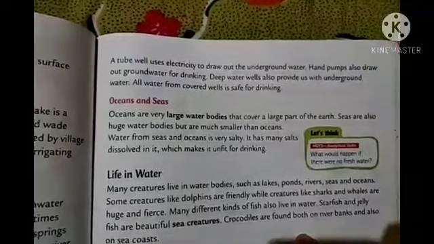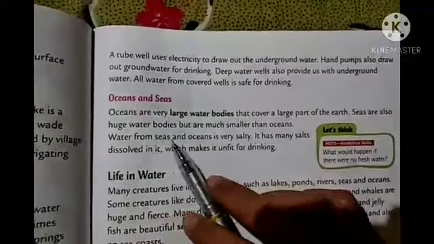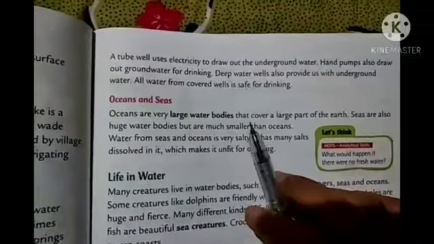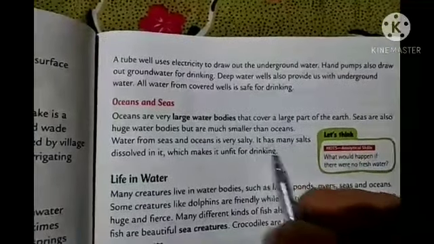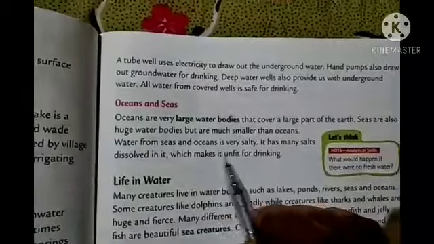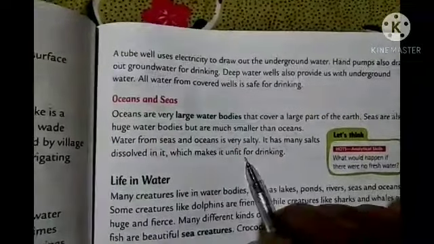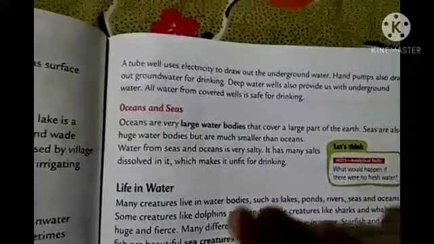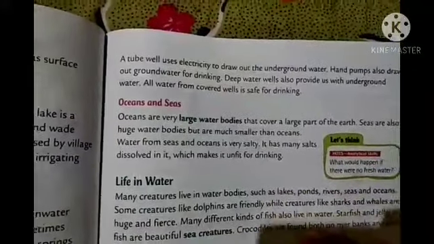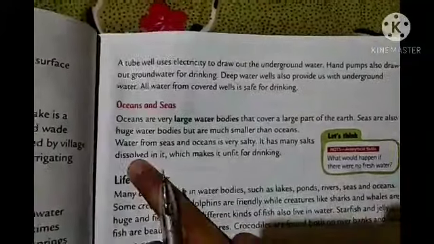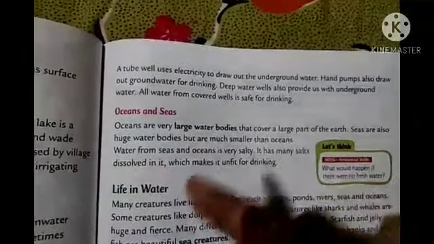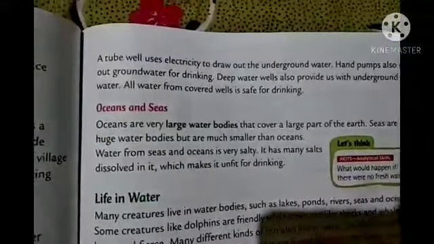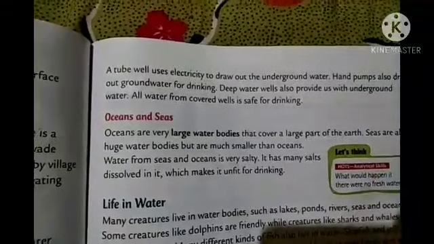Water from seas and oceans is very salty, so it cannot be used directly. It has many salts dissolved in it, which makes it unfit for drinking, and we cannot drink it because it contains a lot of salt. Dissolved means the salt is present in that water. That is why ocean and sea water is very salty and unfit for drinking.